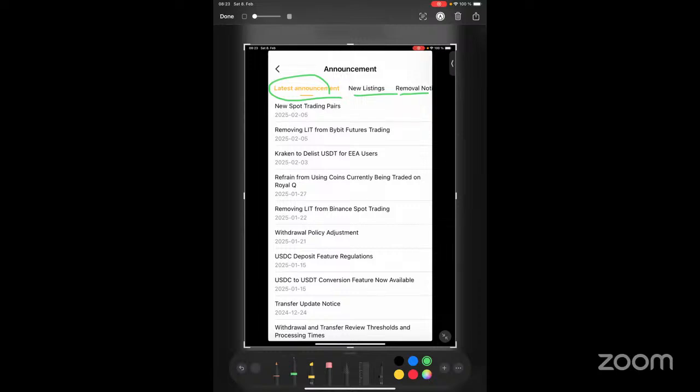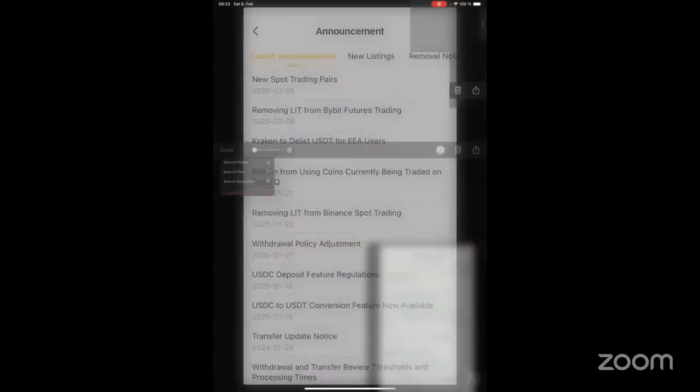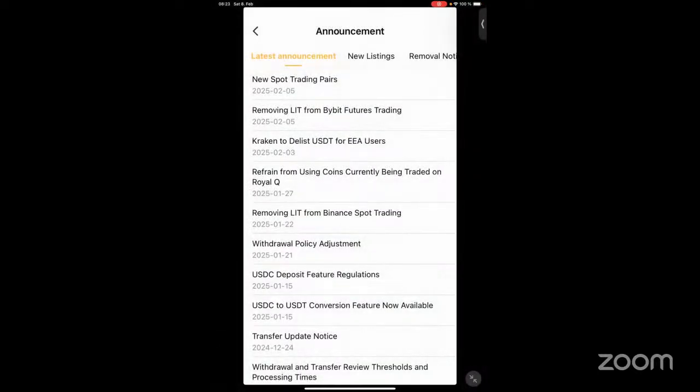Okay, so the recent announcement we got was the USDC deposit feature regulations. Oh, I think this one rather. 3rd of February, Kraken to delist USDT for EEA users. Okay, so those in Europe, the exchanges, we all know the exchanges are actually removing USDT from the market. So you just have to take your time and do the needful before it's time.